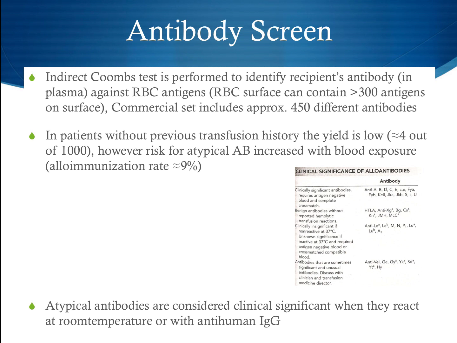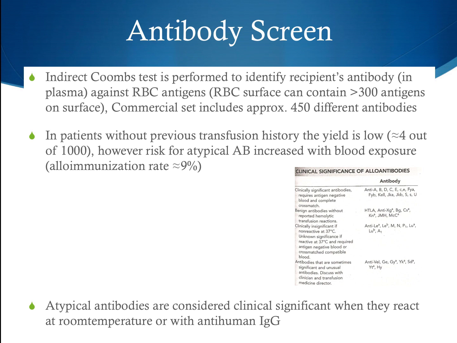If a patient does not have a previous transfusion history, the yield of the patient having an atypical antibody is relatively low. However, if a patient has been exposed in the past to foreign blood, then the risk increases. So the yearly alloimmunization rate is about 9%. And those atypical antibodies are considered clinically significant when they react at room temperature or with anti-human IgG. So the common ones we see are Kell, Duffy, those listed here in this little slide.